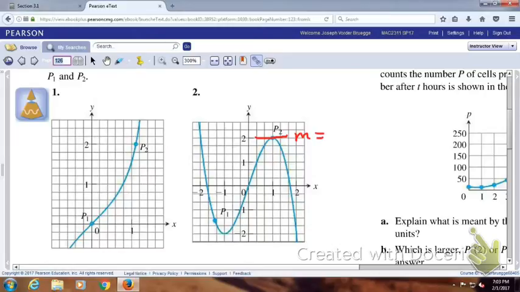But what is the slope? The slope of a horizontal line is 0. So what is the slope of the curve at P2? We'd say it's 0, right?